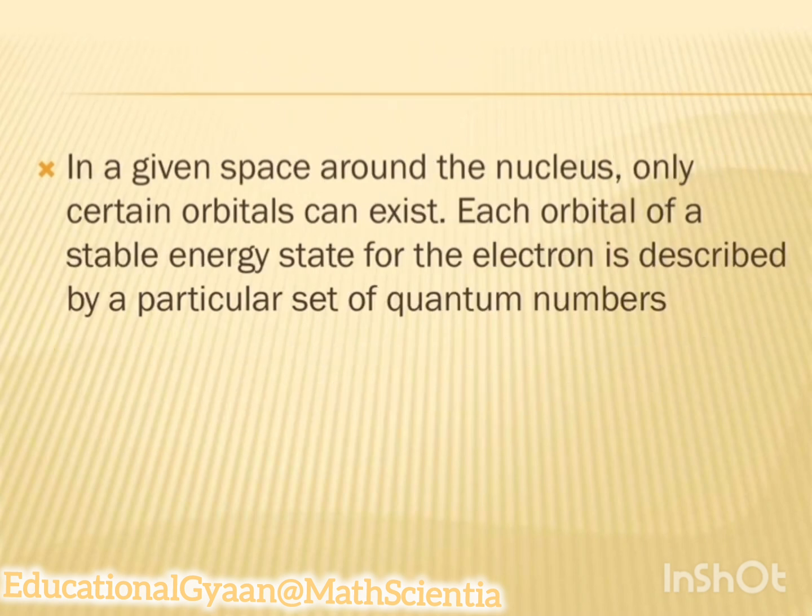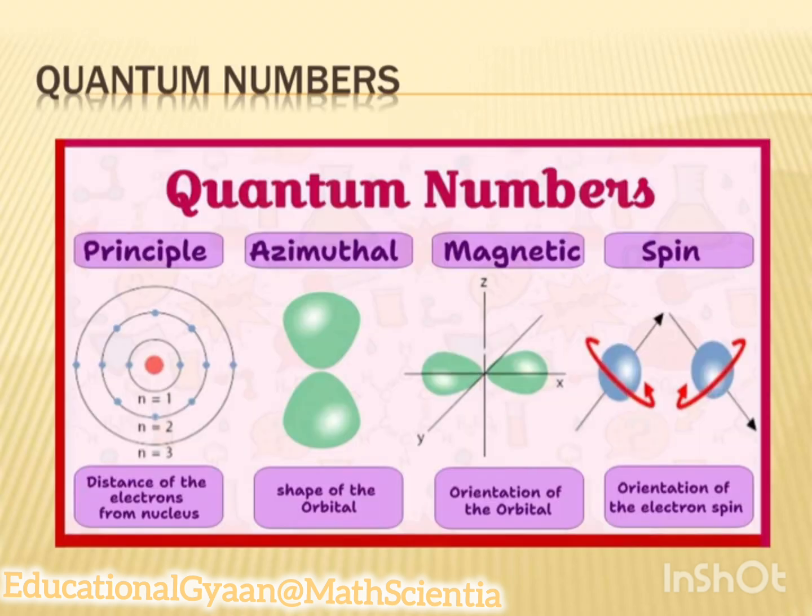In a given space around the nucleus, only certain orbitals can exist. Each orbital of a stable energy state for the electron is described by a particular set of quantum numbers. We have 4 types of quantum numbers: principal quantum number, angular momentum quantum number, magnetic quantum number, and spin quantum number. The first one is the principal quantum number.